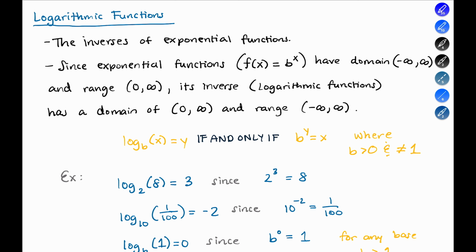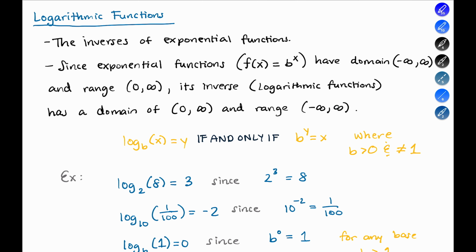Now let's have a look at logarithmic functions. So logarithmic functions are the inverses of exponential functions. And since exponential functions have the parent function of f of x is equal to b to the power of x, and have a domain of negative infinity to infinity and a range of 0 to infinity, its inverse, which is logarithmic functions, has a domain of 0 to infinity and a range of negative infinity to infinity. So its domain and range were flipped.